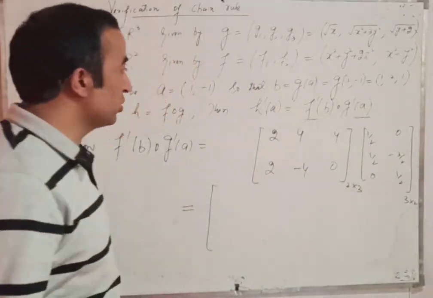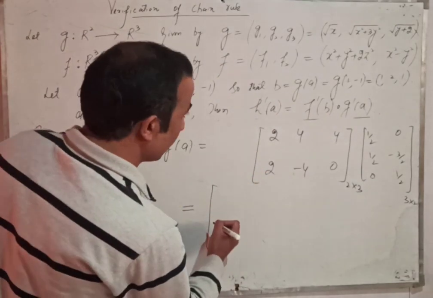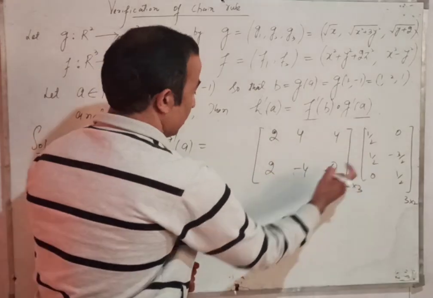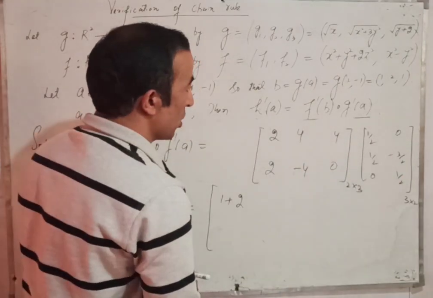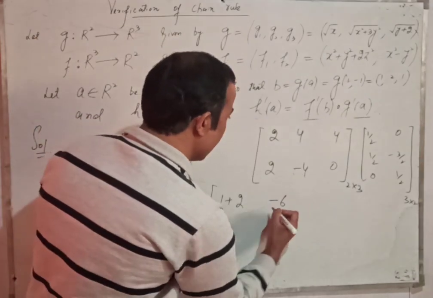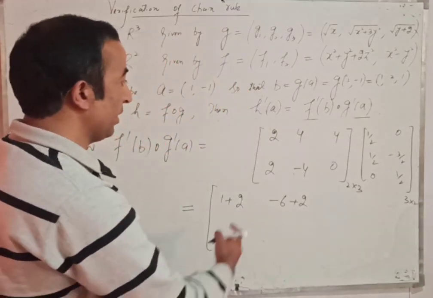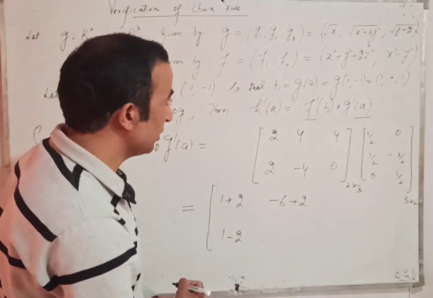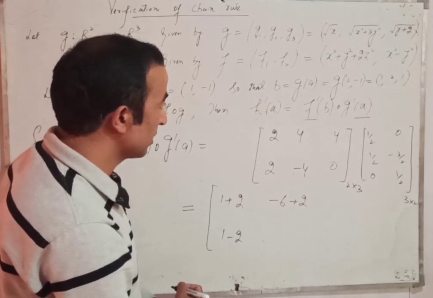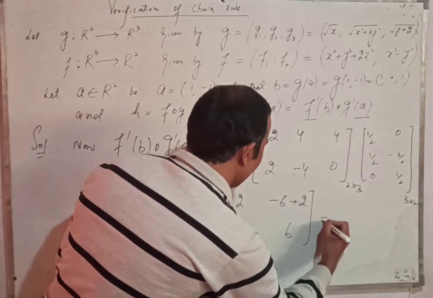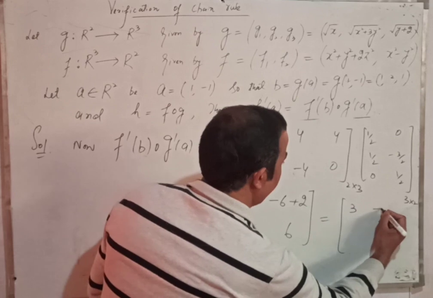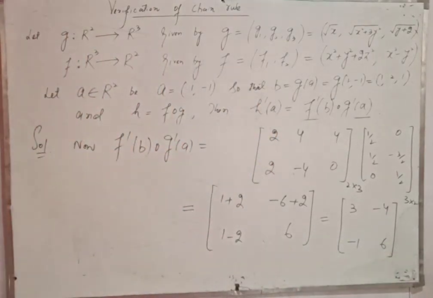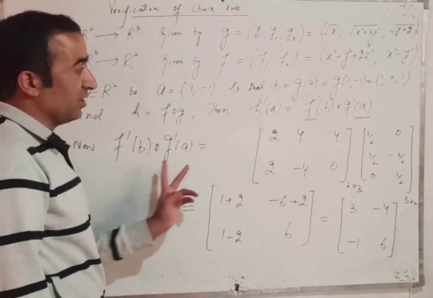You can calculate the product of these two, that is 1 plus 2. Sorry, this is this row into this one. Yes, it is 1 plus 2. Then this with this one is minus 12 by 2, which is minus 6, then plus 2. Then along this one it is 1 minus 2. And the last element is 12, that is 6. So this equals 3, minus 4, minus 1 and 6. Very simple. So this is the value of f dash b operation g dash a.